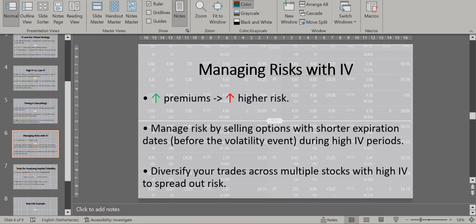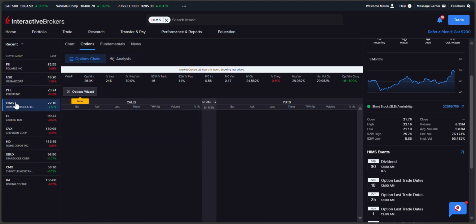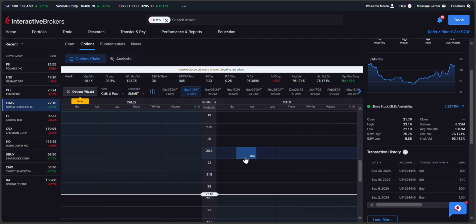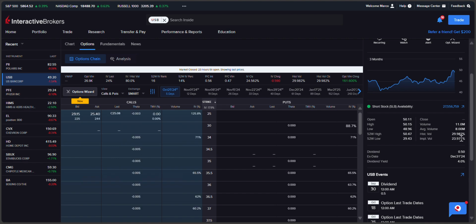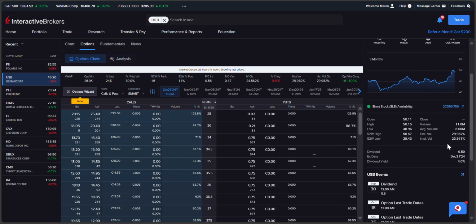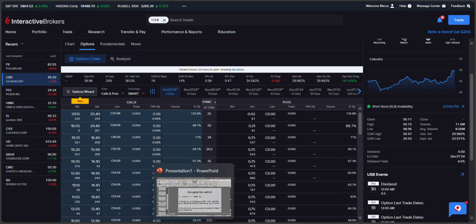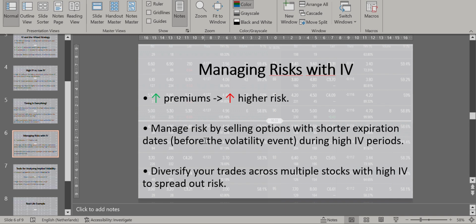That's why, for example, in the one that I explained before, HIMS will always offer higher premiums than US Bancorp, because the historical volatility on HIMS is 76%, and the implied volatility on US Bancorp is 29.9%, give or take 30%. So you will always collect more premiums on HIMS, but also because the volatility of HIMS historically is much higher. By taking on more risk, you are rewarded with more premiums. Otherwise, it wouldn't make sense to sell options on HIMS. And so you need to manage risk.